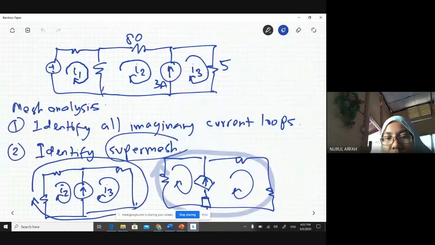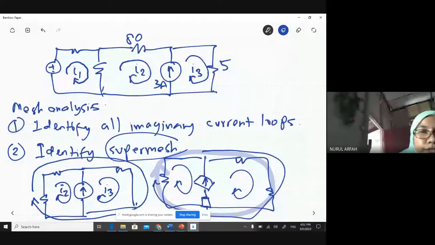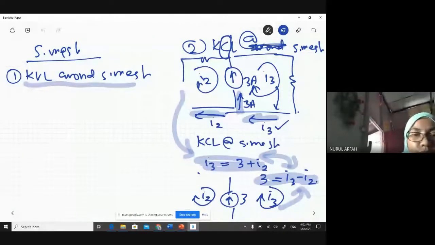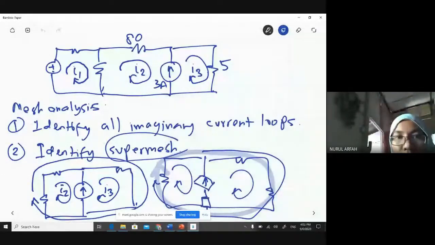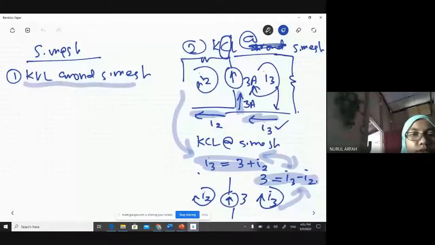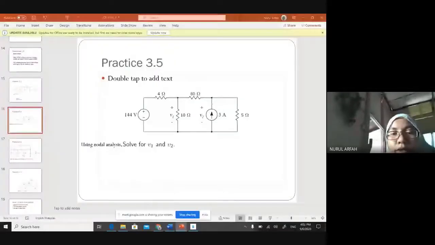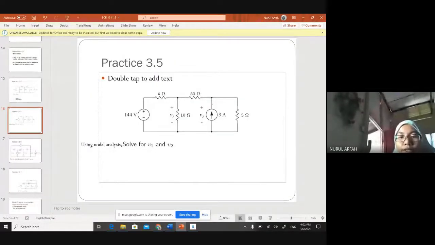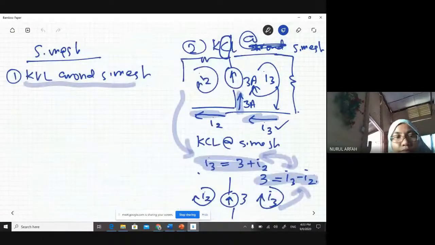KVL around the super mesh. You look at the boundary here. You have a boundary, right? So for this, you do the math around the boundary. We have here 80 and 5. Oh, wait, we have another one, which is here. What is this one? We go back to here. We have 10, 80, and 5.